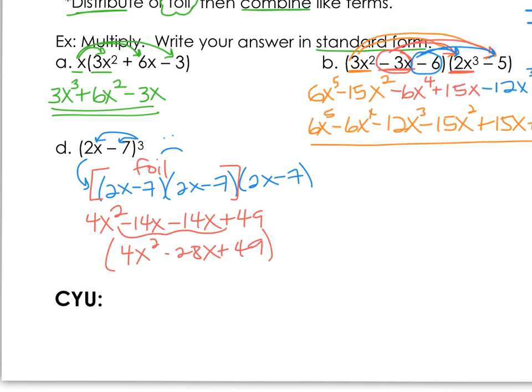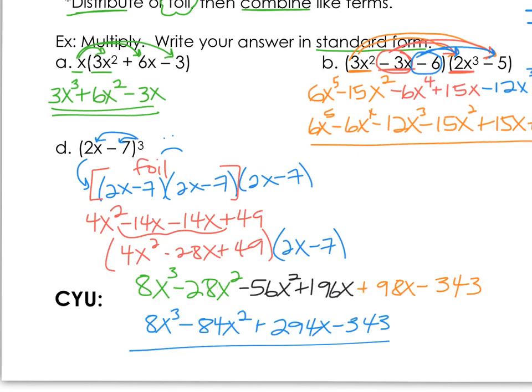Now what I want you to do is drop down that 2x minus 7. Don't do plus 7. 2x minus 7. Go ahead and supersize FOIL this and combine like terms, and then we'll see if we have a match at the end. So pause the video now, complete that task, and then press play.